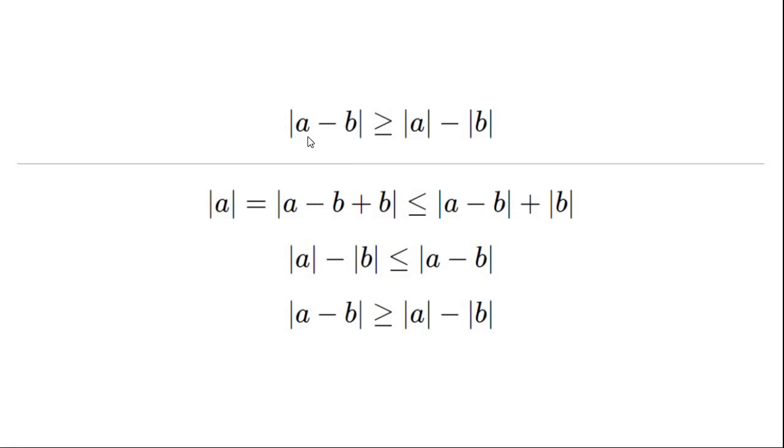Now we're going to prove that the absolute value of a minus b is greater than or equal to the absolute value of a minus the absolute value of b. The absolute value of a is equal to the absolute value of a minus b plus b, which we know by the last property is less than or equal to the absolute value of a minus b plus the absolute value of b. And then we just need to subtract the absolute value of b from both sides to get the absolute value of a minus the absolute value of b is less than or equal to the absolute value of a minus b. And another way of writing that is just the absolute value of a minus b is greater than or equal to the absolute value of a minus the absolute value of b.